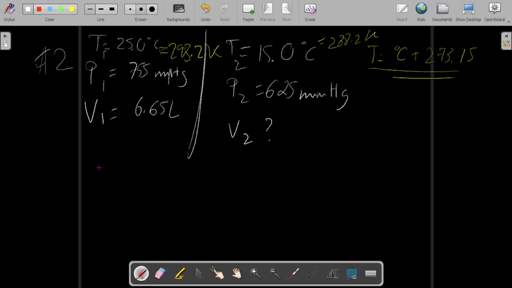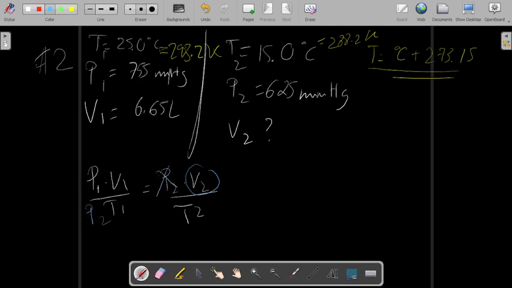What is the formula? P1 times volume 1 divided by temperature 1 equals P2 times volume 2 divided by temperature 2. What are they asking for? They're asking for volume 2. So I need to modify it. Everything that's multiplying goes on the other side dividing. Everything dividing goes on the other side multiplying. So I have a new formula. It looks like this: volume 2 equals temperature 2 times P1 times volume 1, divided by P2 times temperature 1. And I have all the information. I just have to put it in.